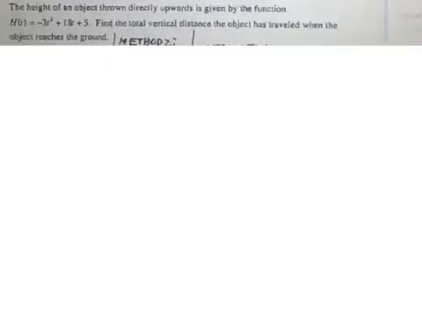We are trying to find the total vertical distance the object has traveled when the object reaches the ground, given this function where h of t represents the height and t represents the time, with any of these equations like this. So we need to figure out how high this object reaches when it's thrown. Now there's two ways to do this.